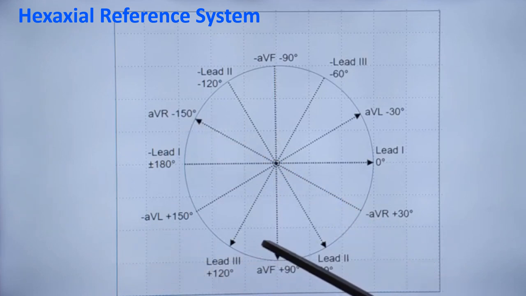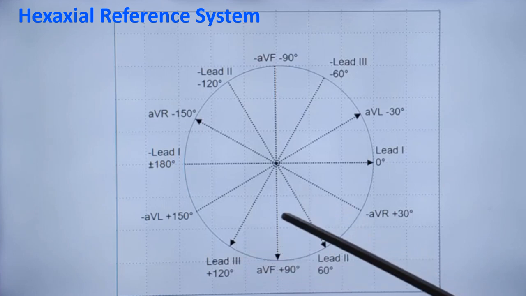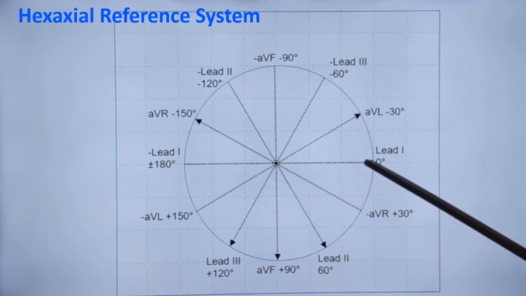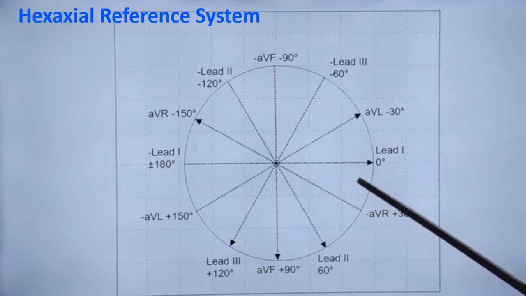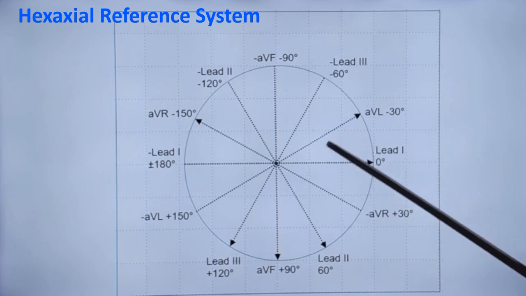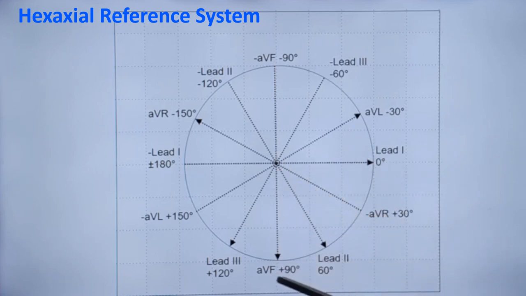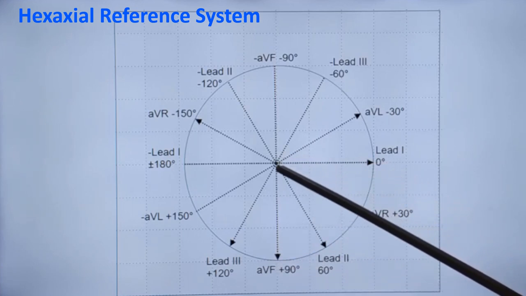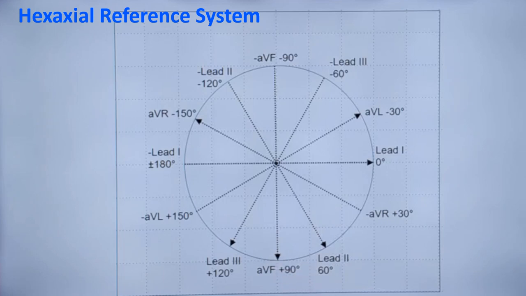So in this hexaxial reference system, we look at which lead has the maximum QRS deflection. Suppose the maximum QRS deflection is seen in AVF. When we look at the lead perpendicular to that, in lead 1, you will have minimum QRS deflection, which may sometimes be equiphasic. In that case, you know that the axis is along 90 degrees. Minimum QRS deflection along lead 1 and maximum along AVF, then it is plus 90 degrees.